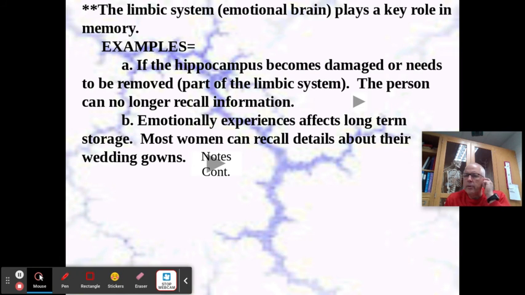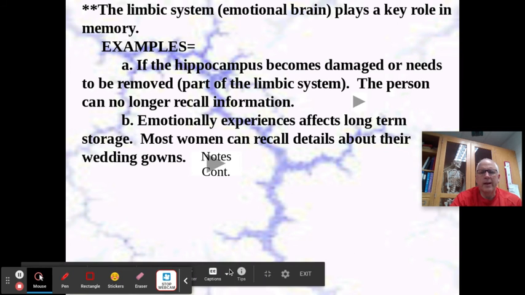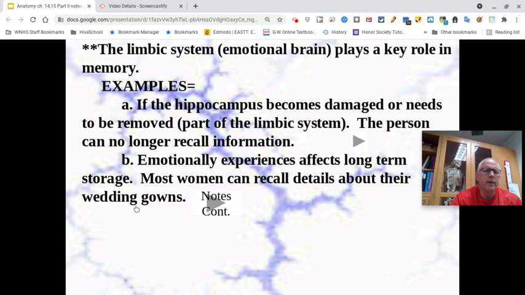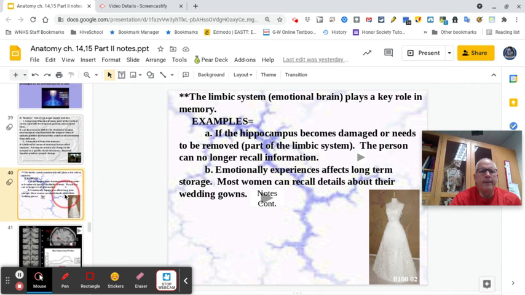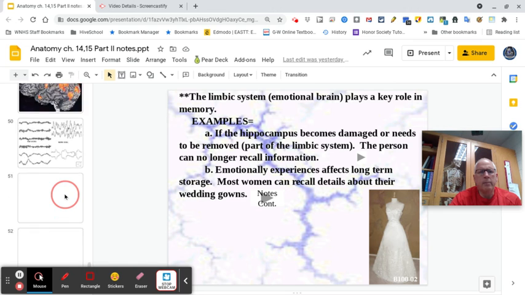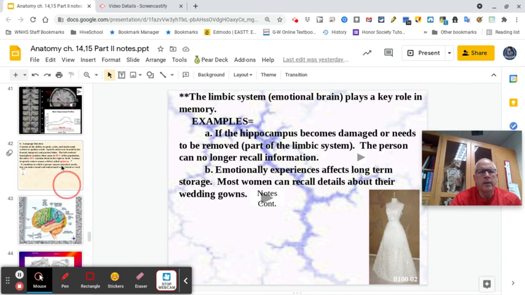The limbic system is really good at tagging memories with emotion. Okay, that's great if it's good memories. Maybe not so good if it's a bad memory. So kind of keep that in mind as we continue on. Okay, and then the last thing, and then we're pretty much going to be done with notes.